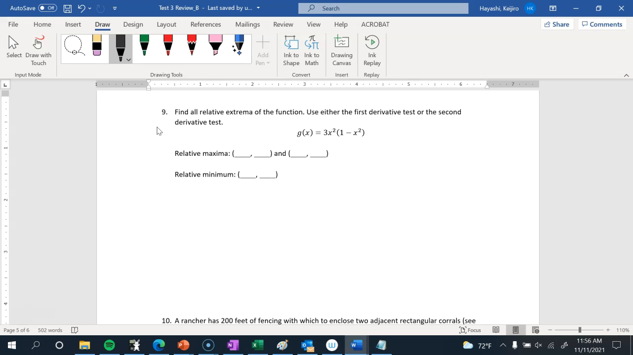Alright, so we're going to find some relative extrema, meaning that we're only going to go for the first derivative. So, g of x, this function g of x, it looks kind of like a product of two functions of x.